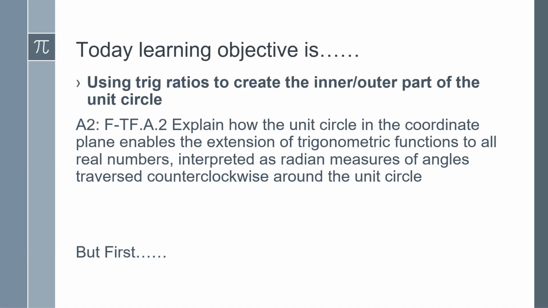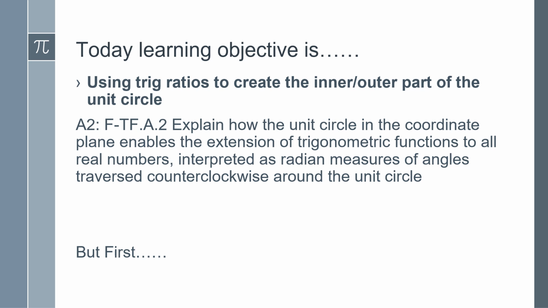All right. So your learning objective is using the trig ratios to create the outer part of the unit circle, but we're also going to work on the inner part of it. So that standard says display how the unit circle in the coordinate plane enables the extension of trigonometric ratios to all real numbers, interpreted as radian measures of angles traversed counterclockwise around the unit circle. That is a lot that's going on in that.